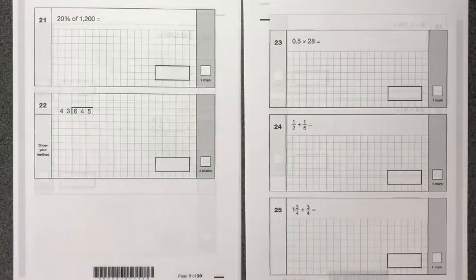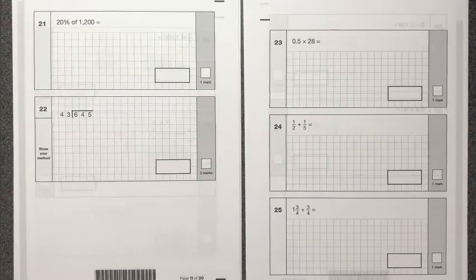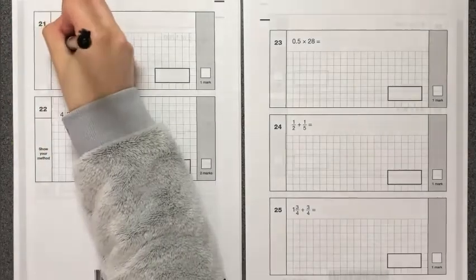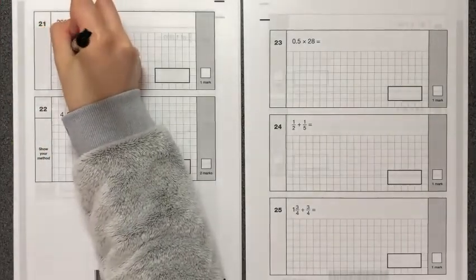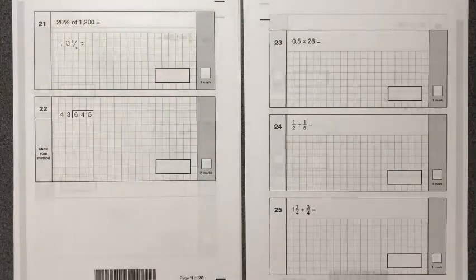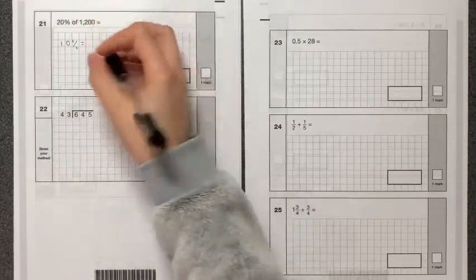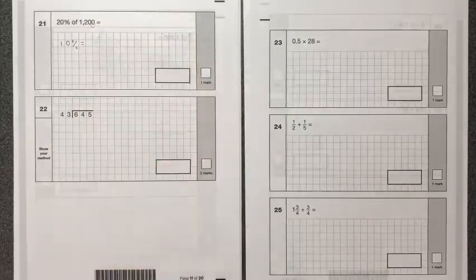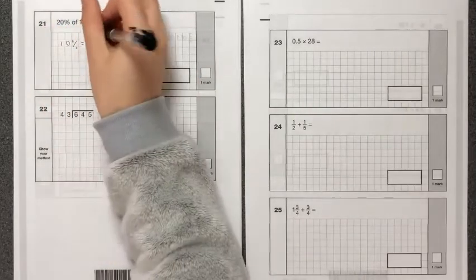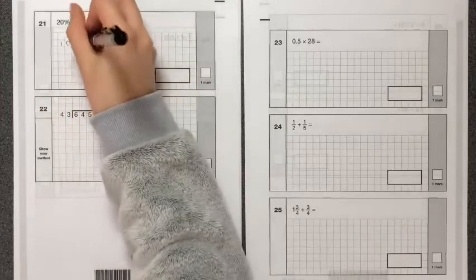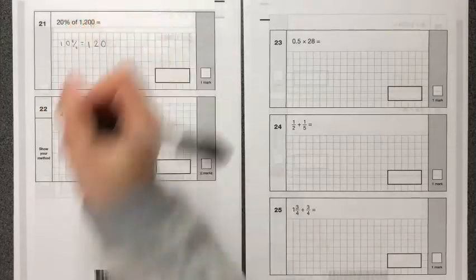Question 21. 20% of 1,200. Now to work out 20%, we are going to first start off by working out what is 10%. To work out 10%, we either take away a 0 or we move our decimal place 1 point along. 10% of 1,200 is 120.